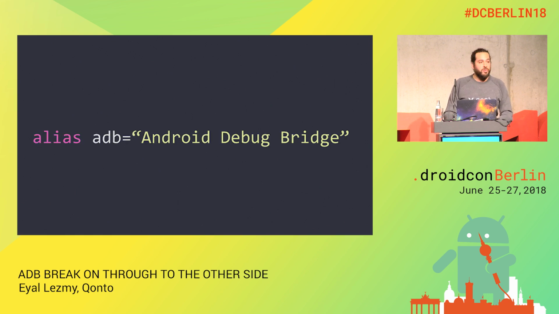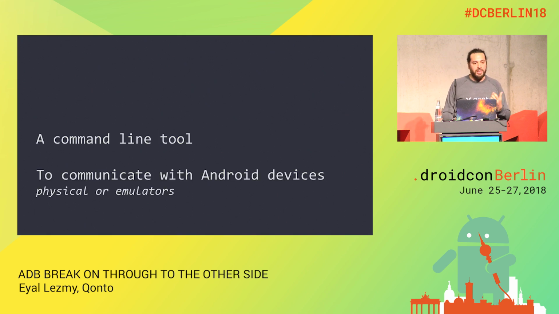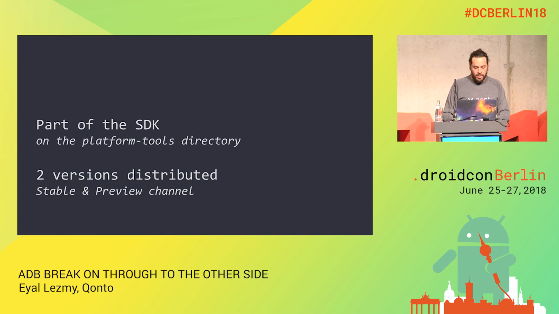Okay, first information. ADB stands for Android Debug Bridge. And actually, it's a command line tool that allows you to communicate with a device. These Android devices can be physical, so real hardware devices, or emulators. ADB is part of the SDK. You can find it in the platform-tools directory. There used to be two versions distributed, because there used to be a preview channel that I didn't see for a year or so, but maybe it could come back.